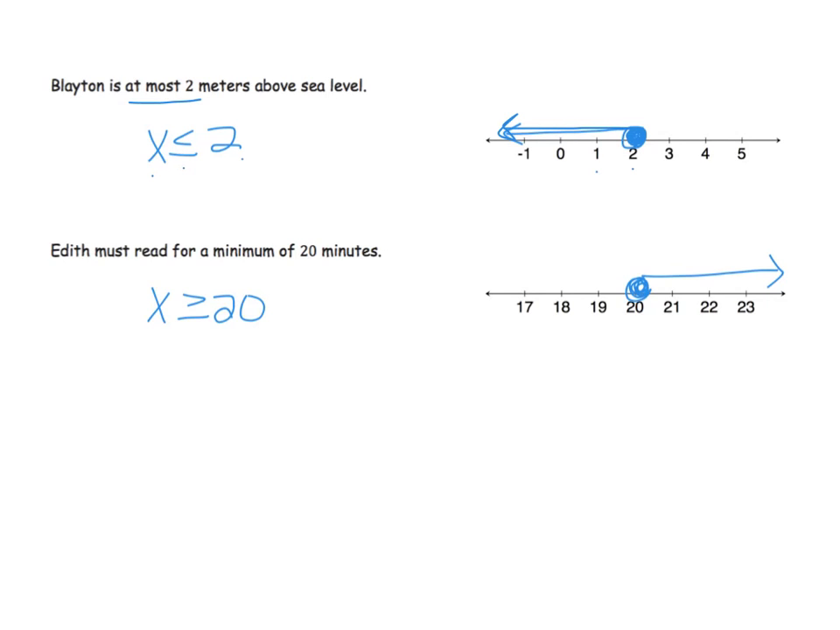Edith must read for a minimum of 20 minutes. So the very least she can read is 20 minutes. But she can certainly read more than that. So the number of minutes is greater than or equal to 20. How'd you do?